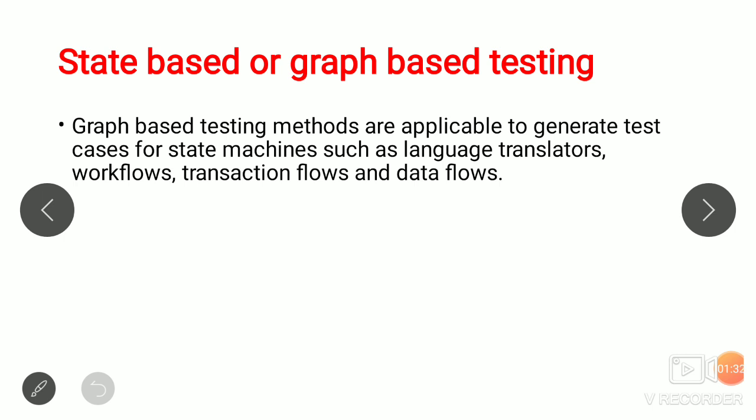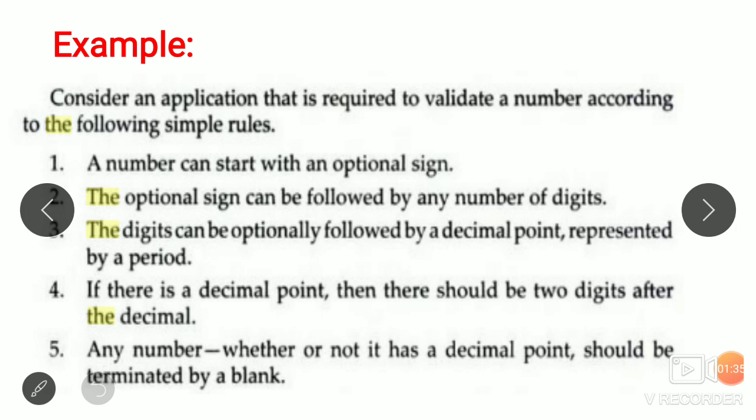We will take one example. See here, all of you read this slide. Consider an application that is required to validate a number according to the following simple rules. A number can start with an optional sign. The optional sign can be followed by any number of digits. The digits can be optionally followed by a decimal point represented by a period. If there is a decimal point, then there should be 2 digits after the decimal. Fifth one, any number, whether or not it has a decimal point, should be terminated by a blank.